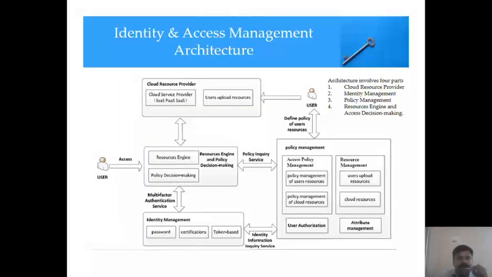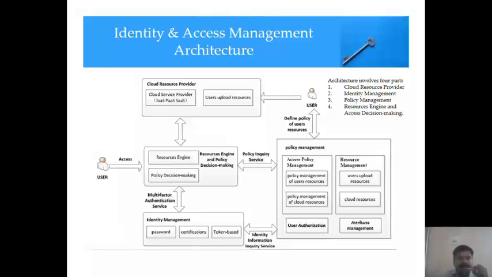So this is an architecture flow diagram. The architecture flow diagram contains 4 parts. One is the CRP, that is, the cloud resource provider or cloud service provider. Next is the identity management, that is, the authorized user. Third is the policy management, that is, what types of policy we are going to have for this IAM architecture. Fourth is the resource engine and access decision making.